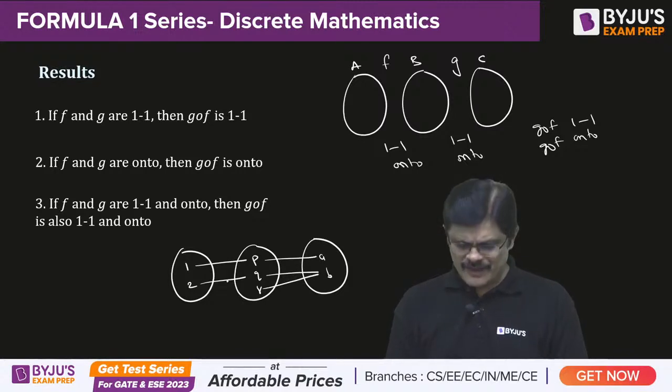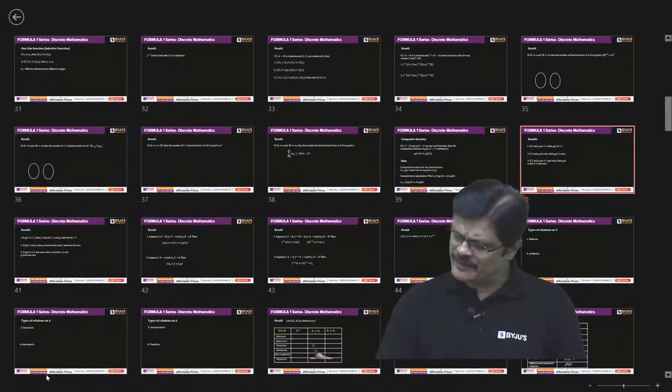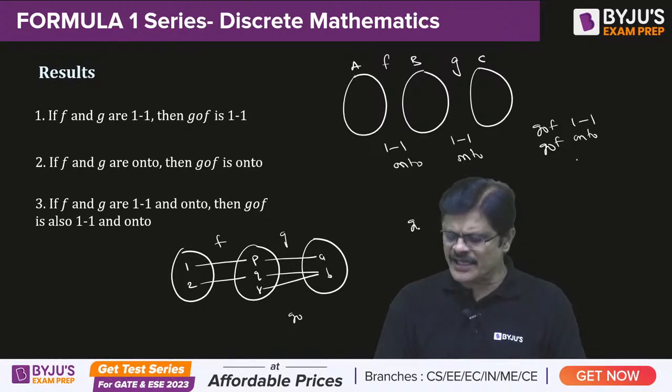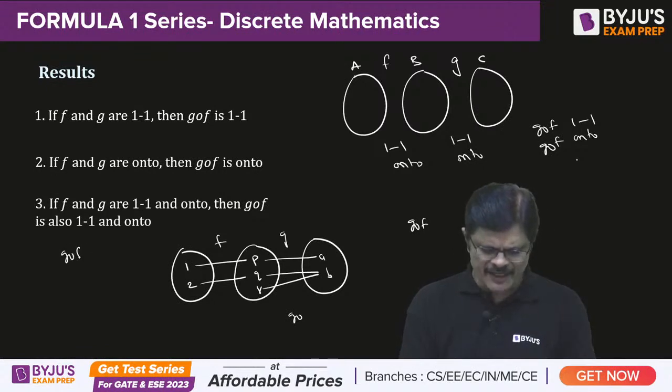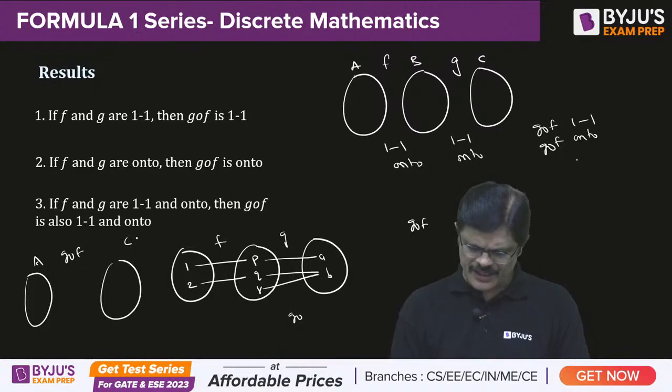Now, if you observe, this is F and this is G. Directly I consider G circle F, sir. I don't have space, so I'll write it here. It is from A to C. So, G circle F is A and C.